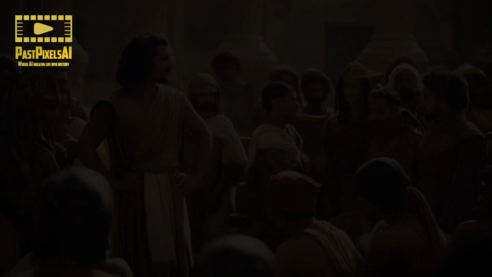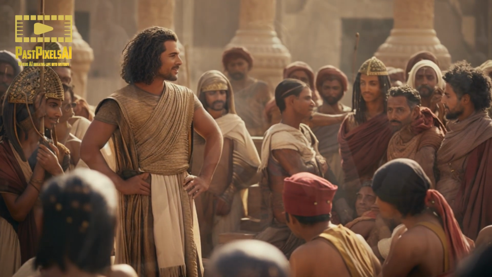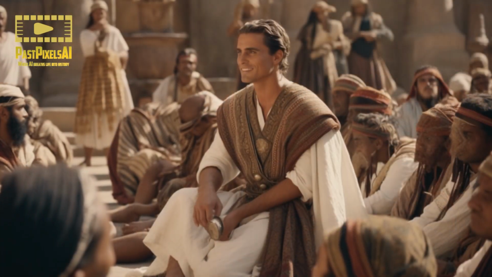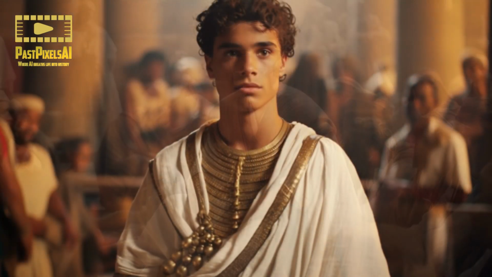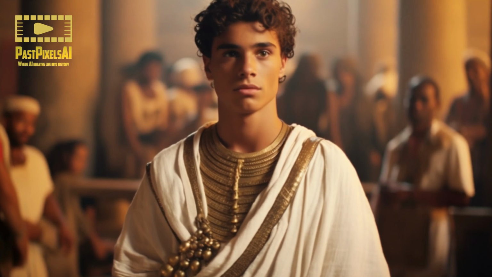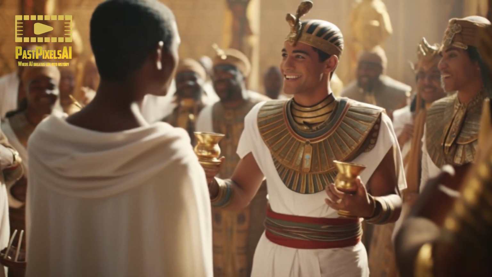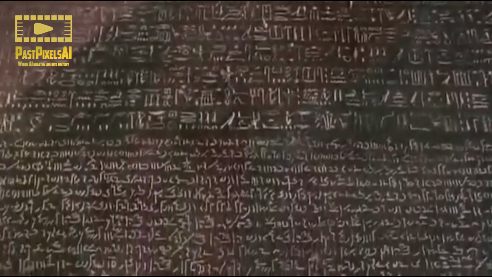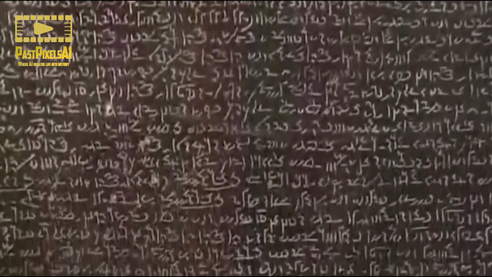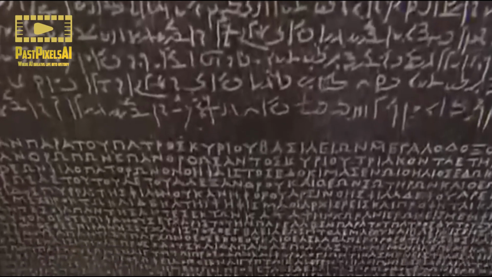Religious and political unity. The decree emphasizes the unity of Egypt and the harmonious relationship between the Egyptian people, the priesthood, and the Greek rulers. It served to legitimize Ptolemy V's reign and strengthen the bond between the monarchy and the religious institutions. In essence, the Rosetta Stone's text is a blend of political propaganda and religious decree typical of the Ptolemaic period.